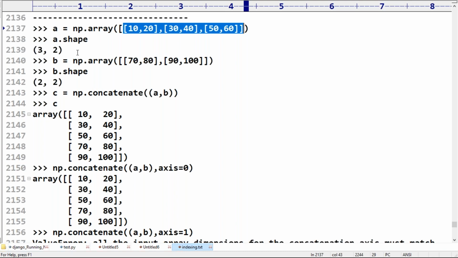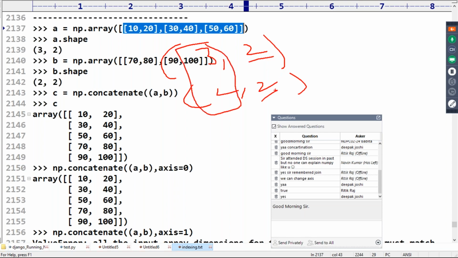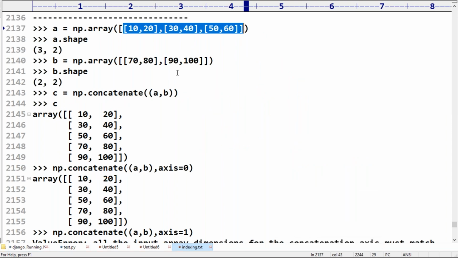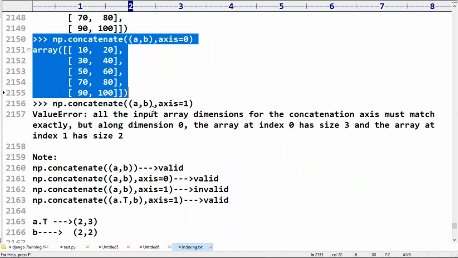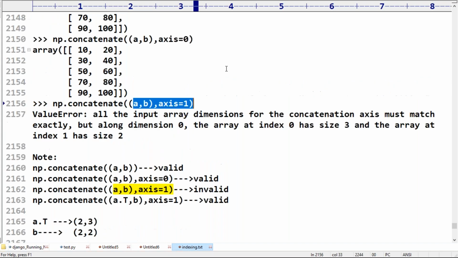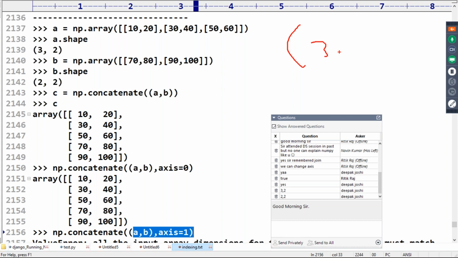What is the shape of the first one? The first one's shape is 3 comma 2. What is the shape of the second one, sir? 2 comma 2. Except the concatenation axis, the remaining dimensions should have the same size. That's why no problem. Now it will become a two-dimensional array of 5 by 2. We covered this already in detail, sir. Next, np.concatenate with axis 0 is the same. Next, axis 1. If I take axis 1, what is the problem here? Have you observed: 3 comma 2, 3 comma 2, 2 comma 2.